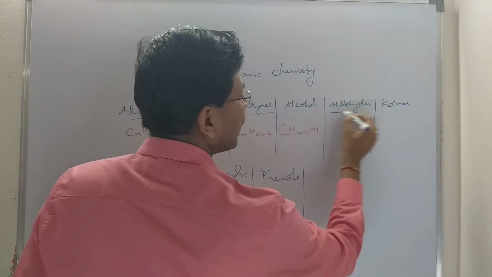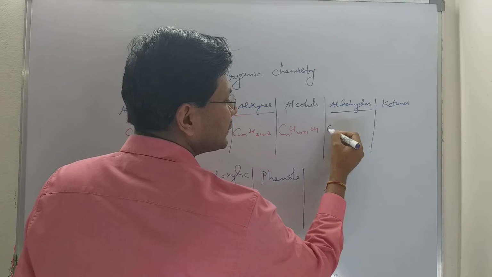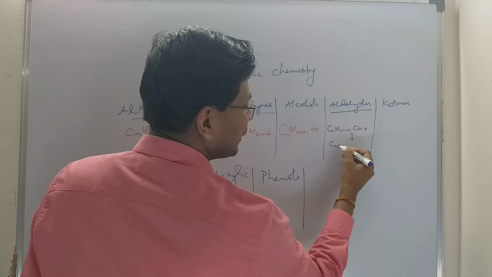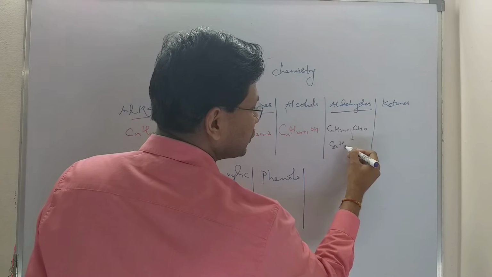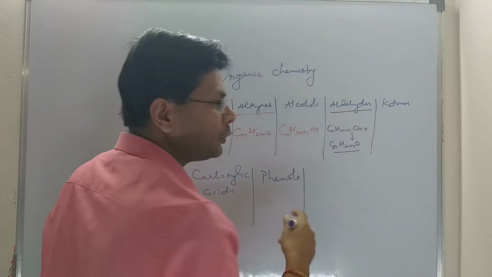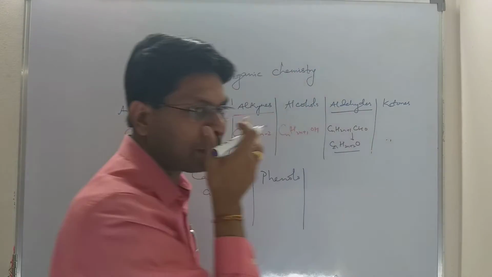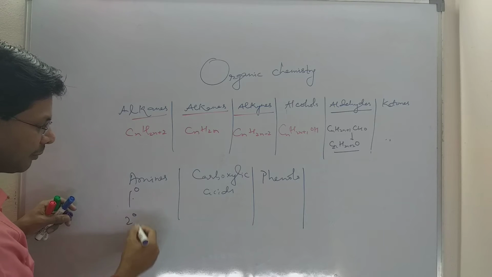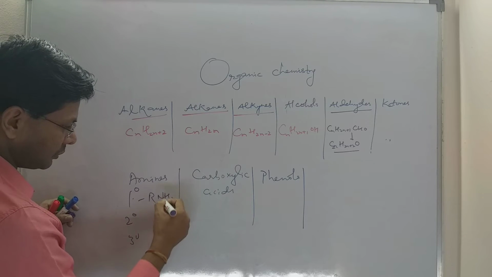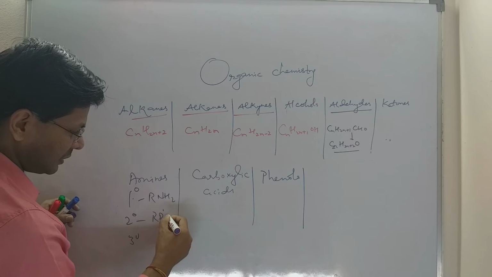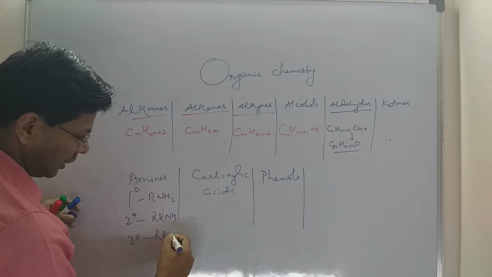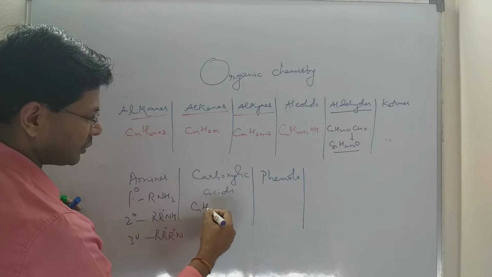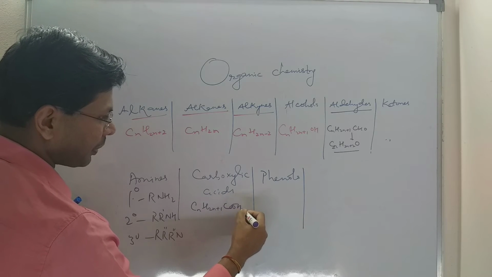What is the general formula of aldehyde? CnH2n+1CHO. You can write it like this, CnH2nO. Ketones have a similar type of formula. Amines: there are three types of amines, 1 degree, 2 degree, 3 degree amines. RNH2, R2NH, R3N. Carboxylic acid, CnH2n+1COOH. Phenols.